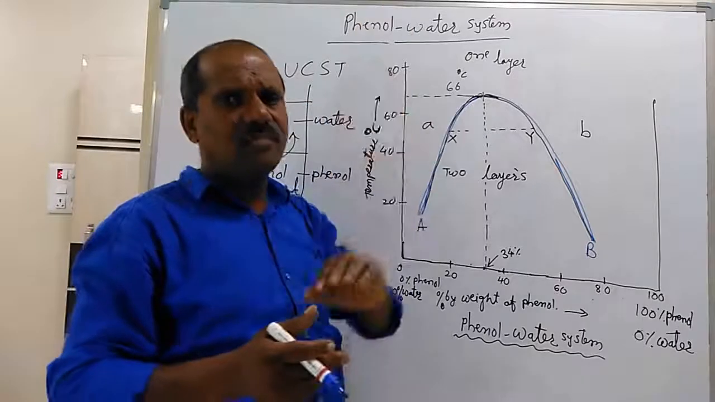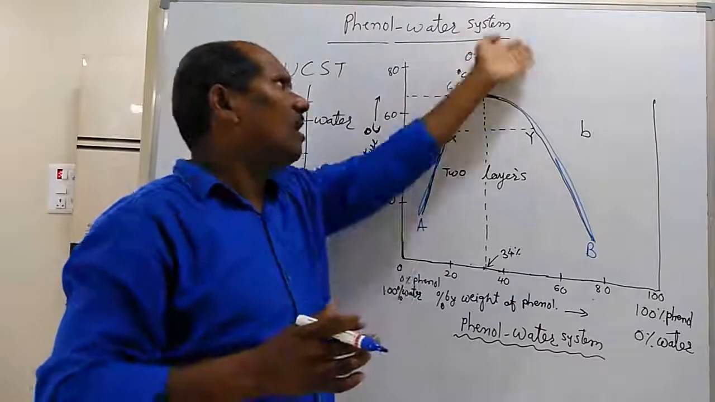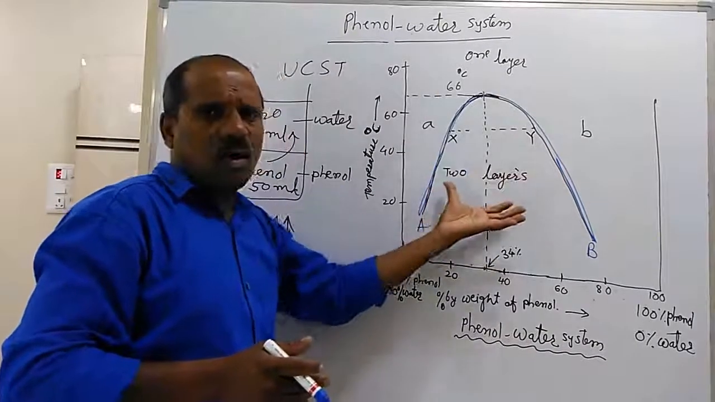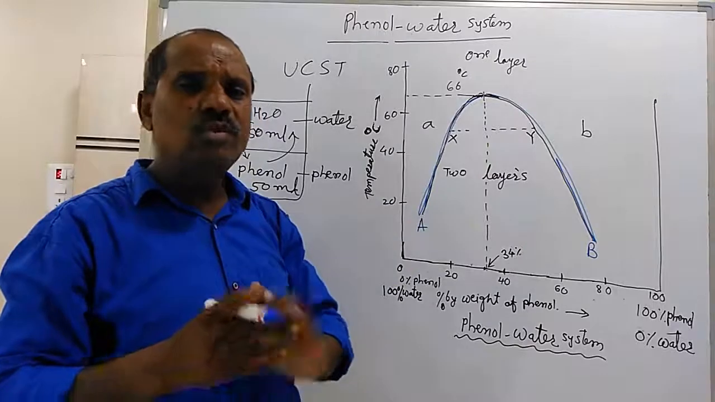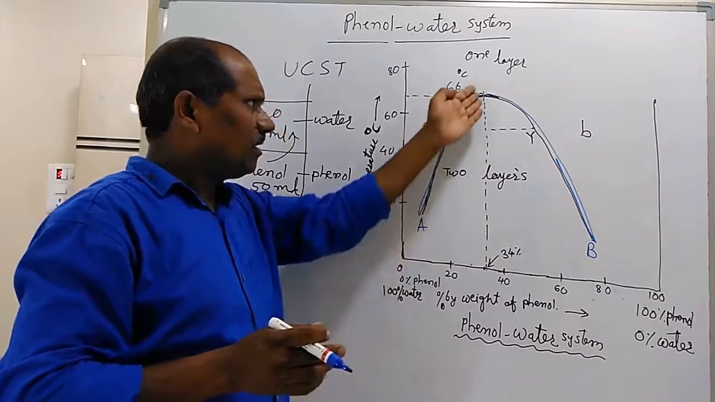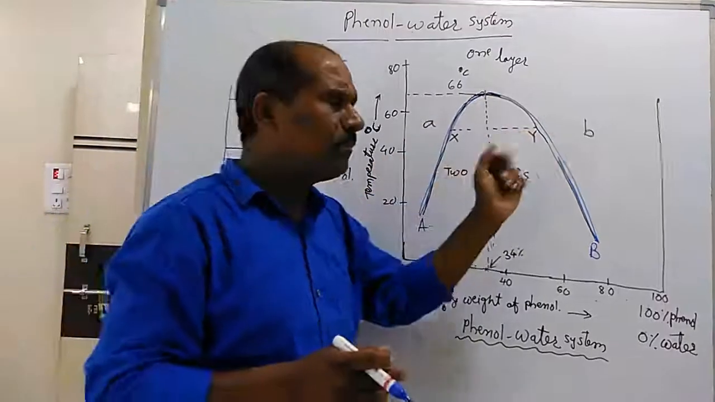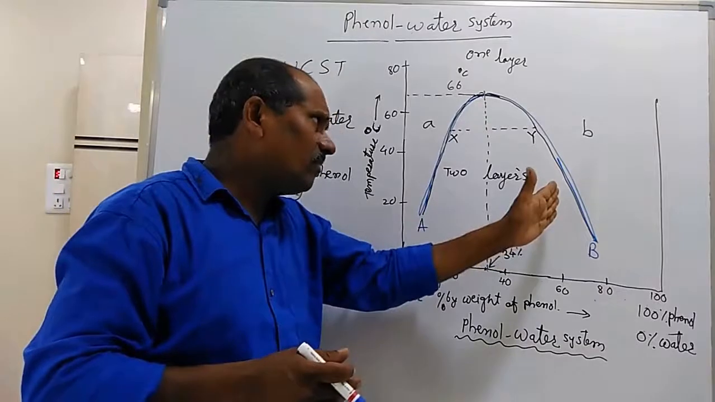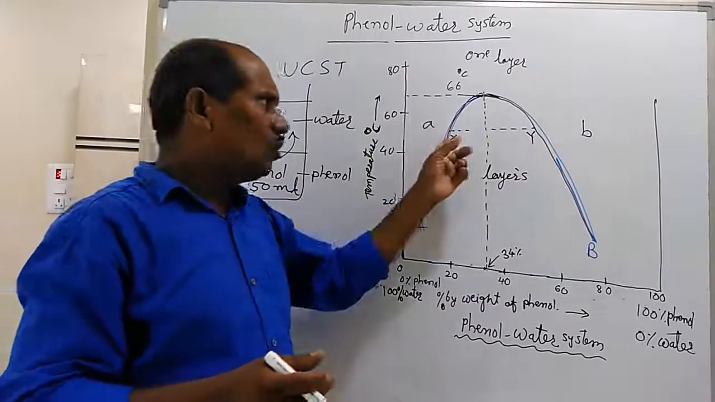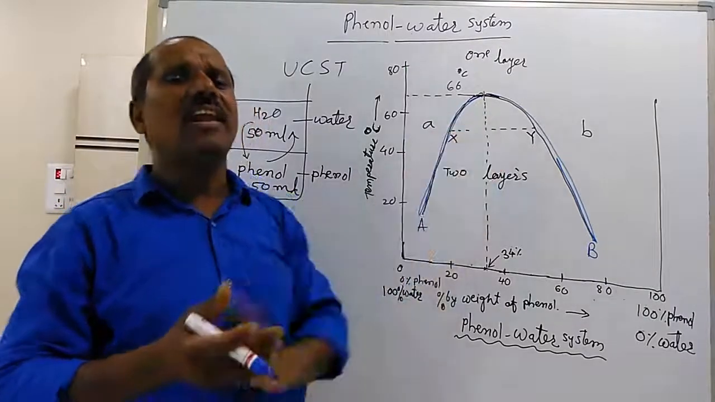What about above the 66 degrees Celsius? There is a single layer, a homogeneous layer of the two liquids, present on the upper part. There is a single layer, one layer. Within the curve or below the curve, there are two layers with different compositions. On this curve, point X represents the concentration of phenol in water. On this point Y, the concentration of water or solubility of water in phenol is shown. The two points are joined with each other by a line. That line is called the tie line.